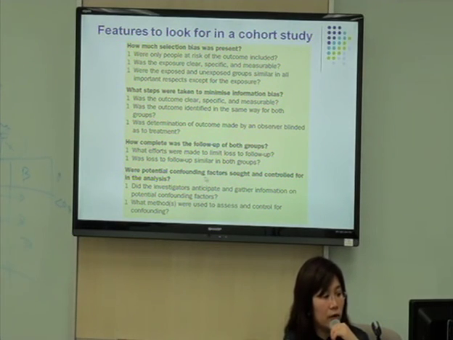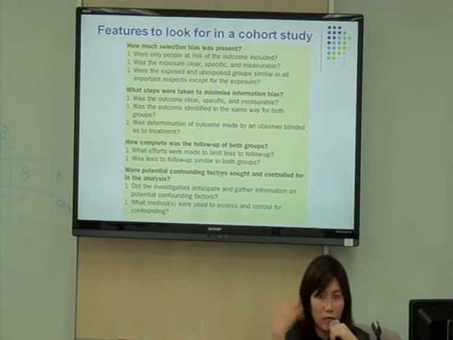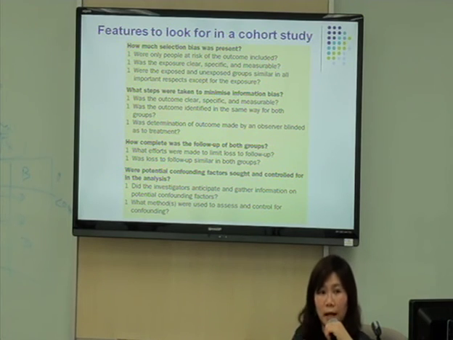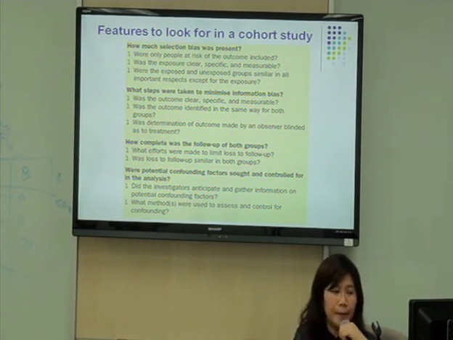Were potential confounding factors sought and controlled for in the analysis? Did investigators anticipate, think beforehand, and gather information on the potential confounding factors? What methods were used to control for confounding? So we have many methods, right? Both in the design and also in the analysis to control confounding. Okay.